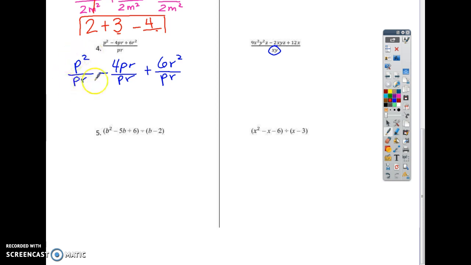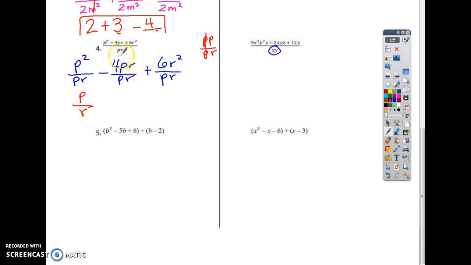In this first one, what is the only thing you can cancel? A p. How many p's? Just one p, right? If I rewrite this, that would be pp over pr. I can only cancel one p, right? So that leaves me with a p on top and an r on bottom, just like this. Right? That's me showing my work.